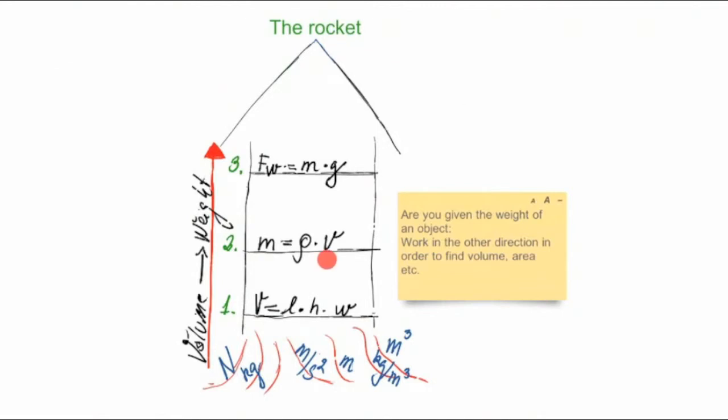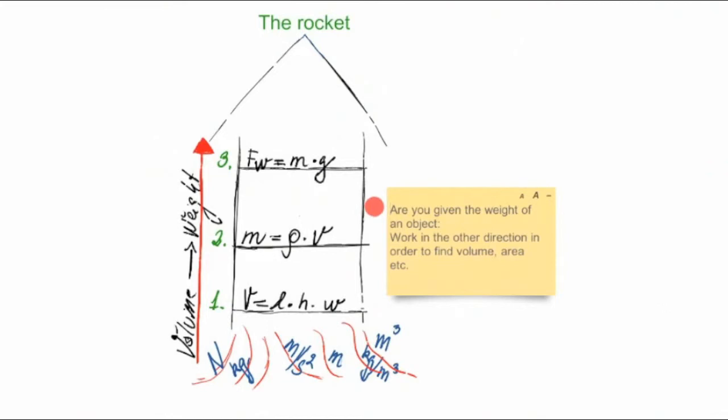Here we take the volume, and then we multiply it by the density for concrete. This is the symbol for density, and it's called rho. Having found the mass, we move to step 3, because now we can find the force of weight. We just multiply mass by the acceleration of gravity, and we are done. Are you given the weight of an object and have to find area or volume? Just work in the other direction, as the note says.